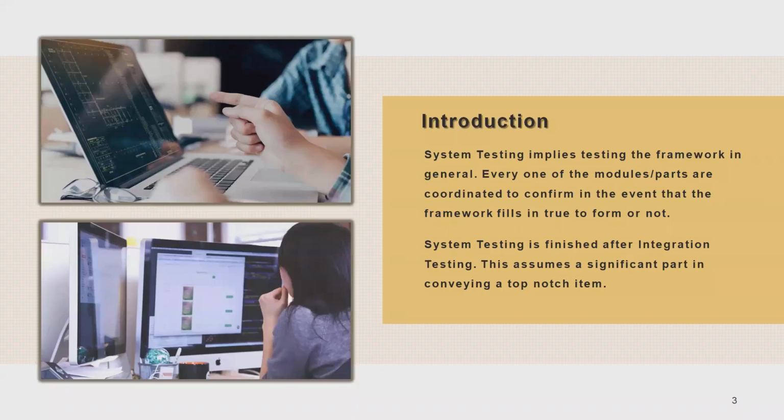System testing implies testing the framework in general, which means we are verifying the complete system thoroughly. Every one of the modules or parts are coordinated to confirm whether the framework fails in true form or not. System testing is finished after integration testing. This assumes a significant part in conveying a top-notch item, where we are performing complete testing of our system, which includes unit, integration, then UAT.